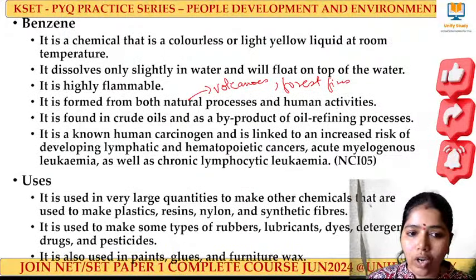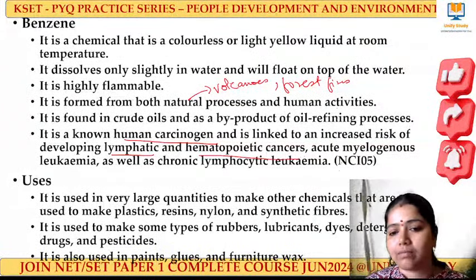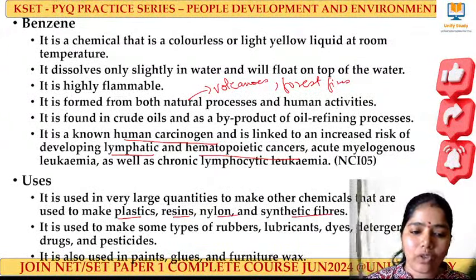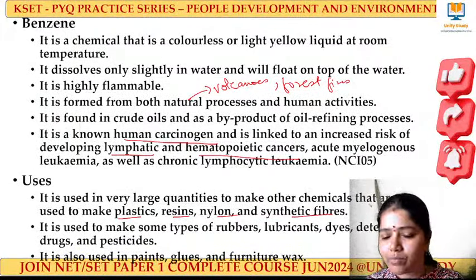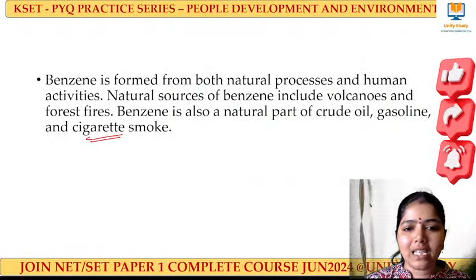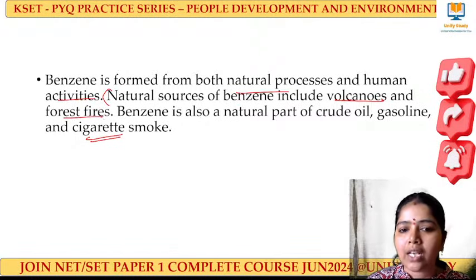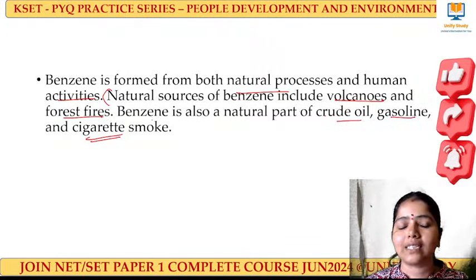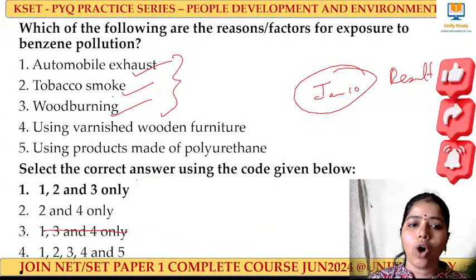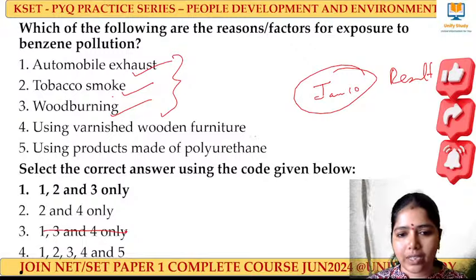Okay, right. It is also known as a human carcinogen and is linked to an increased risk of leukemia and hematopoietic cancers. It is used in plastic, resin, nylon and synthetic fibers, and also in paints, glues and furniture wax. Right? So these are about benzene. Benzene is formed by natural processes and also human activities. Natural processes include volcanoes and forest fires. It is also a natural part of crude oil, gasoline and cigarette smoke. So definitely smoke will be there, so you can eliminate the third option. Automobile exhaust, definitely it will be there. Wood burning is also there, right? So option 1, 2, 3 is the right answer.